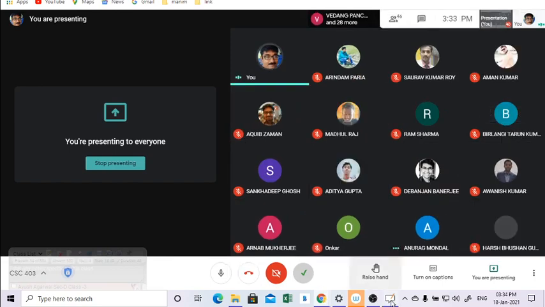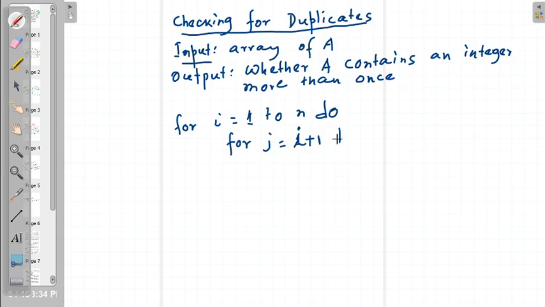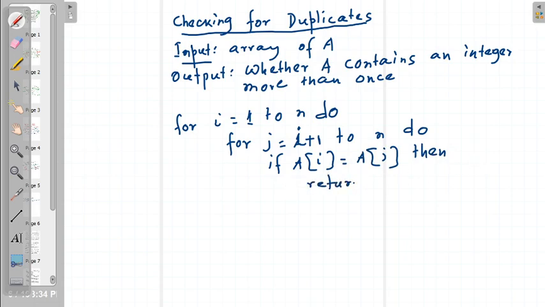Okay, so I can take Anurag's idea and write, say, for i equals 1 to n do, and for j equal to i plus 1 to n do, and then if a_i equal to a_j, then return true, and then return false. So this could be the implementation.